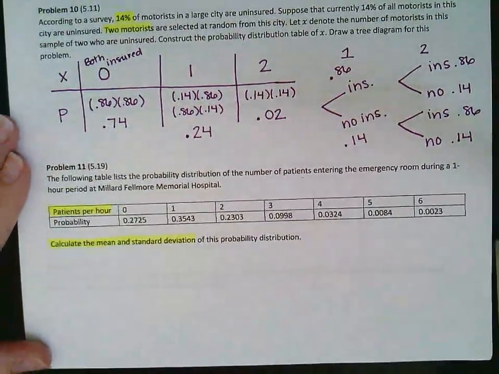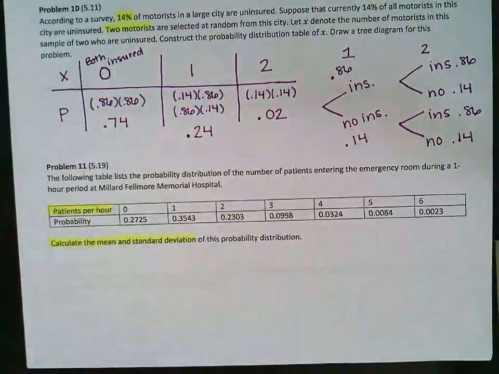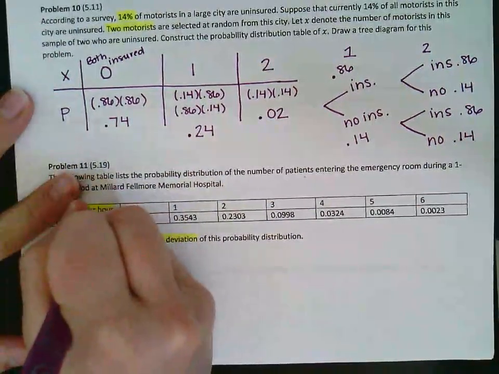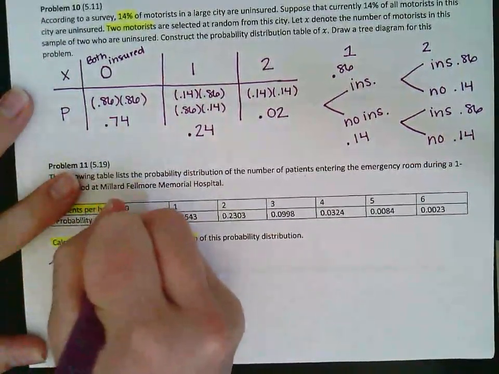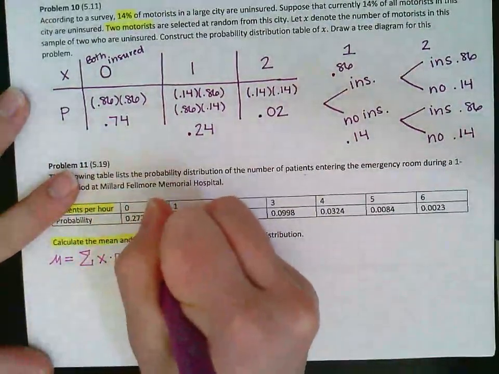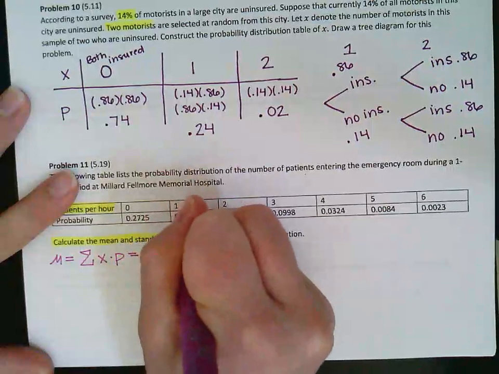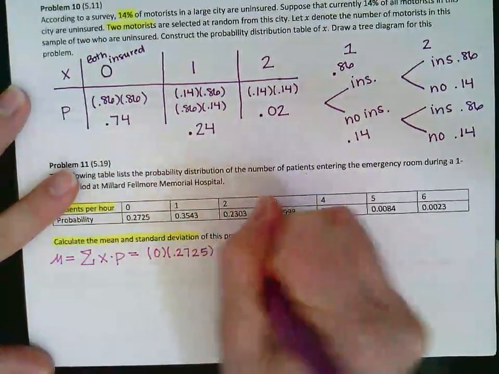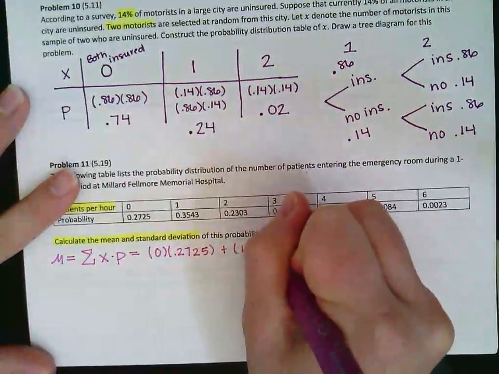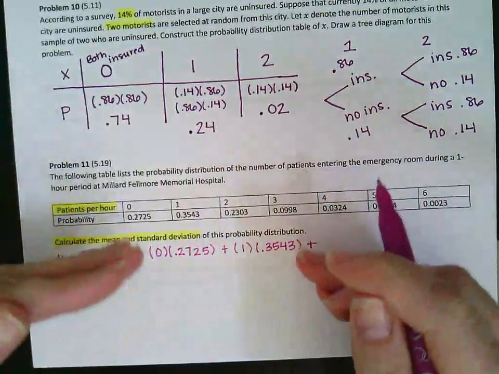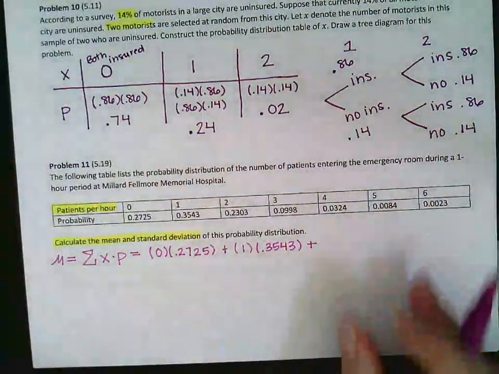So what I need to activate in my brain are those two formulas, one for the mean, which is x times p. Okay, and so that's going to be 0 times 0.2725, and then 1 times 0.345. And I think in class she had you guys like write out like a 1, 2, 3, 4, 5, 6 this way, and then the probabilities, and then this.